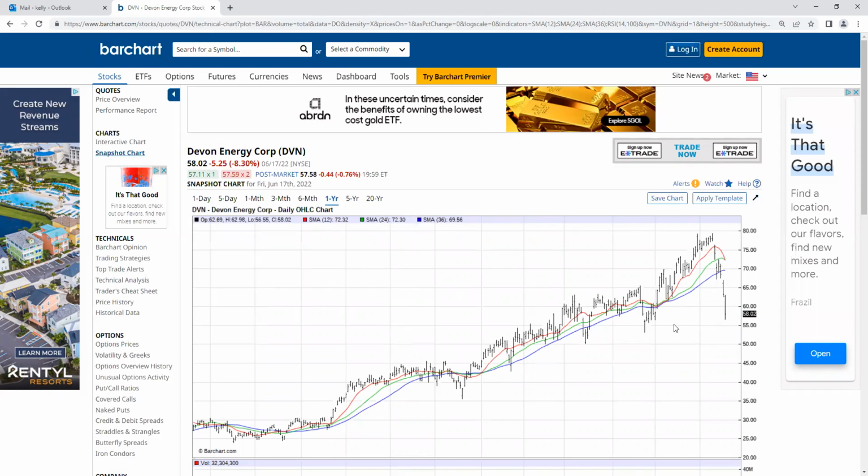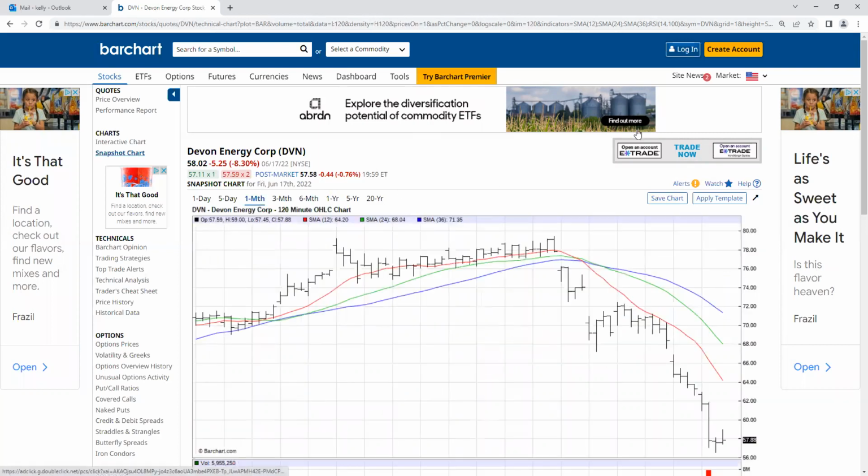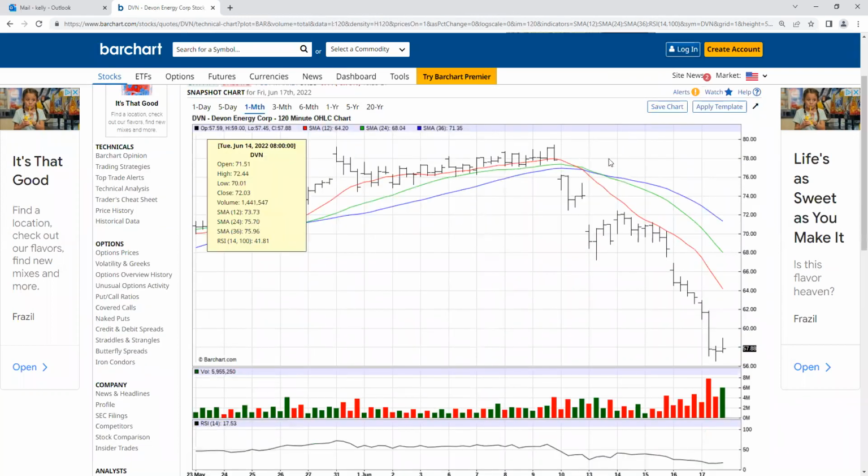So again, you could get a bounce out of here because it has not taken out that low yet, which is at 53. And again, it didn't take out that low, and it didn't take out that low. So again, if it doesn't take out that low and gets going, you might have something. 1 month graph, I'm sure, looks lousy. So again, you're in the abyss here.